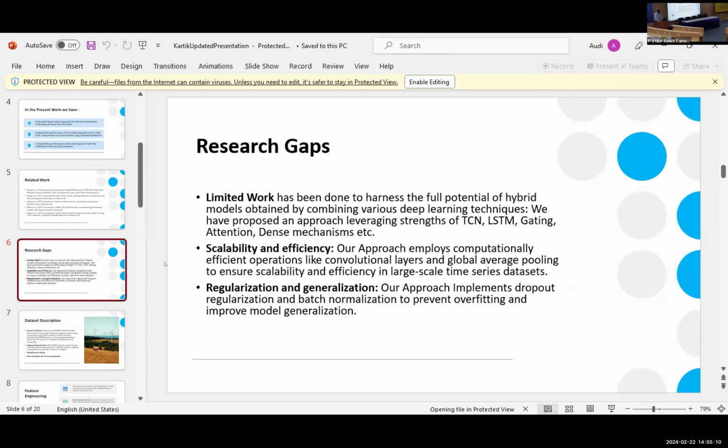But still, there are various research gaps. Limited work has been done to harness the full potential of hybrid models obtained by combining various deep learning techniques. So in our approach, we have combined up to 5 techniques like TCN, LSTM, gating, attention, and dense mechanisms. Another research gap was scalability and efficiency. So our approach employs computationally efficient operations like convolution layers and global average pooling to ensure scalability and efficiency in large-scale time series datasets. Regularization and generalization: our approach implements dropout regularization and batch normalization to prevent overfitting and improve model generalization.